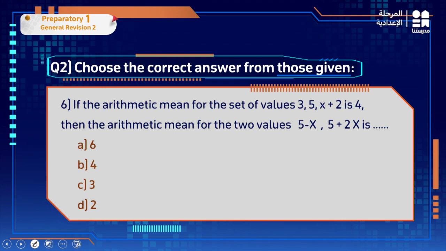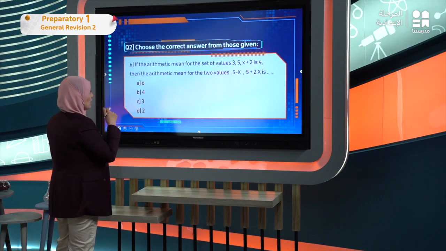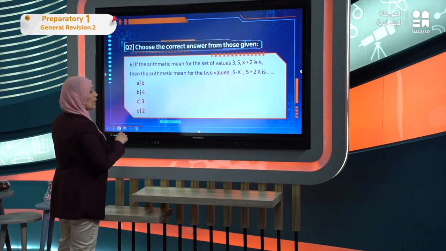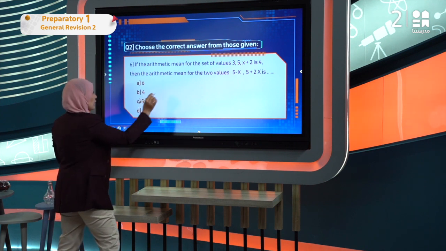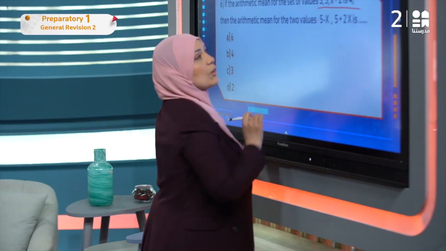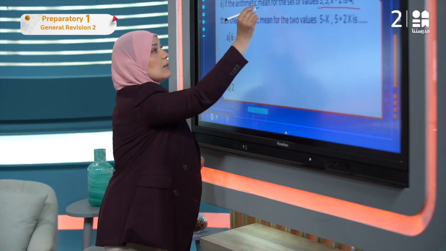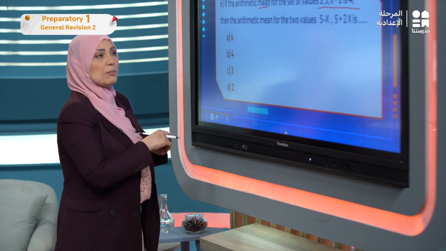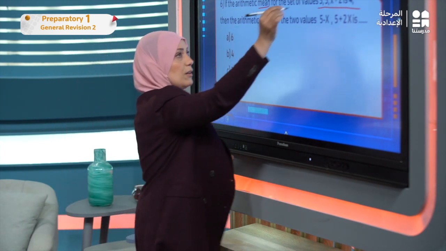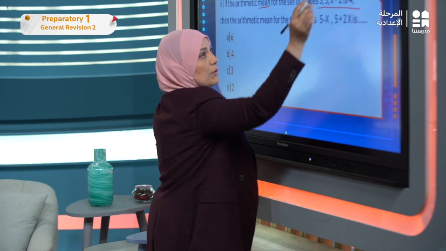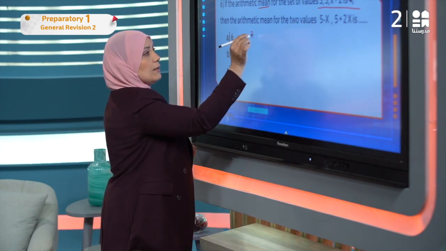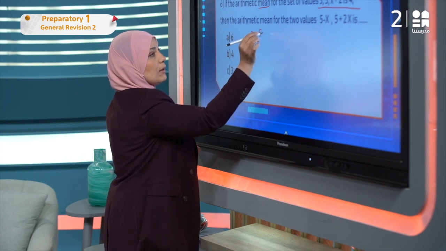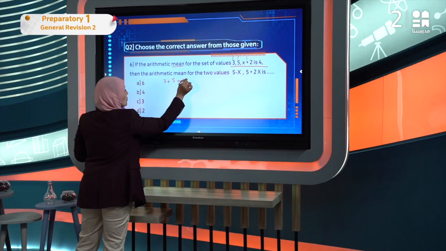If the arithmetic mean of the set values 3, 5, x plus 2 is 4, then the arithmetic mean for the two values 5 minus x, 5 plus 2x is what? So from the first condition here, or the given one, we need to know the mean. We have to add all the values, divide by the number of values. So how many values are there? Number 1, number 2, and number 3. X plus 2 is a value. Take it as a whole. So we have to add 3 plus 5 plus x plus 2.